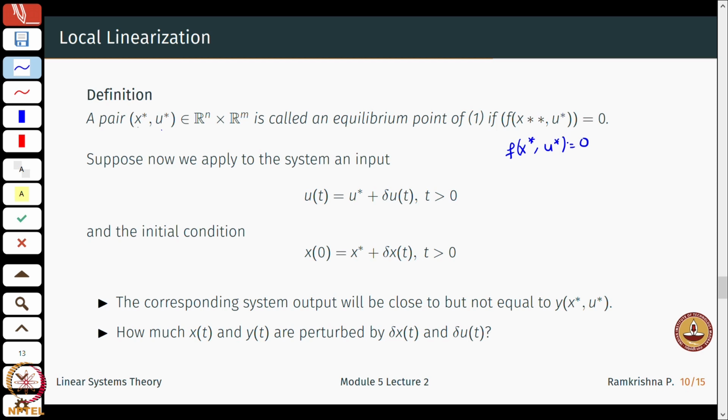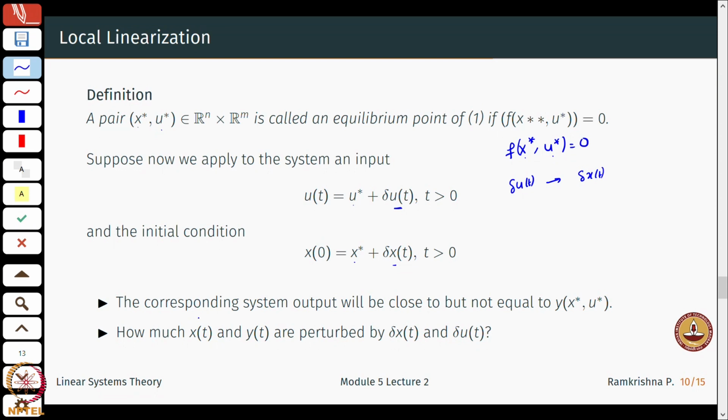Okay. Now, once I am at this point x star, u star, I will always be at 0. Let us say now I apply a slight input to the system, u star plus delta u of t, an arbitrarily small perturbation in the input away from u star, and similarly in the initial condition. Let us say the initial condition is not x star, but some small perturbation of x star. You can also look at it as just applying a small input delta u of t and seeing how it causes a small variation delta x of t.